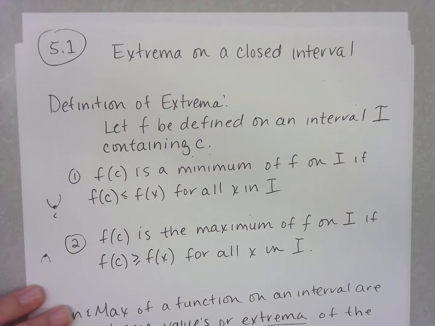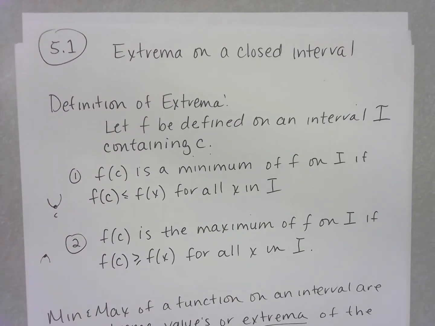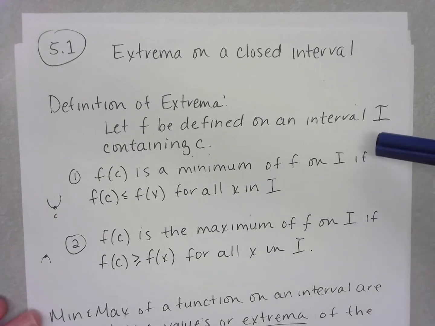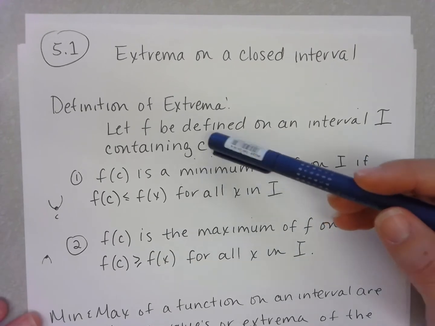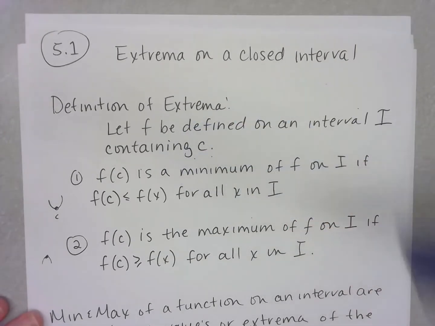Today we are starting applications of the derivative, and the first one we're going to talk about is extrema on a closed interval. What extrema basically means is maximum and minimum points. We've talked about the fact that we're going to be able to find them eventually, and now is finally that time. The definition of extrema: we let f be defined on some interval I, containing an x value c.